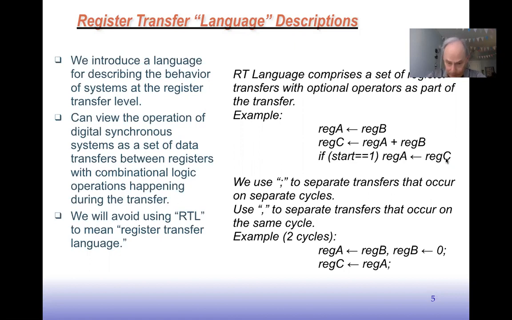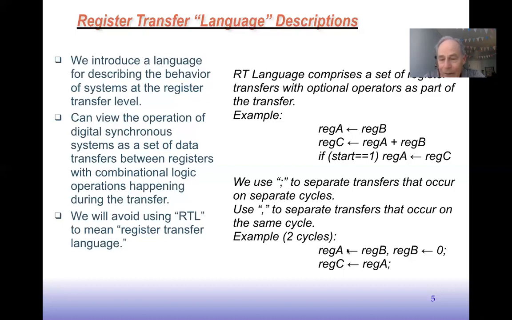We use a semicolon to separate transfers that occur on separate cycles, and a comma to separate transfers that occur on the same cycle. So here's an example with two cycles. Here's the first set of transfers, separated by a comma, so they're supposed to both happen in this clock cycle. Then we move on to the next clock cycle and do this transfer.